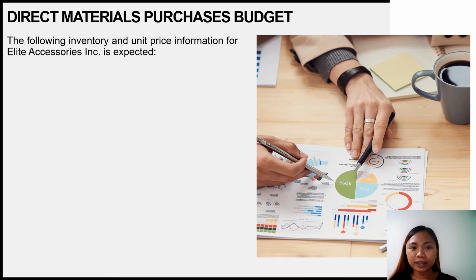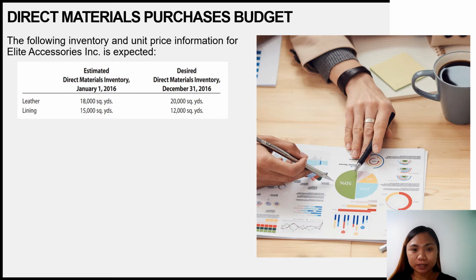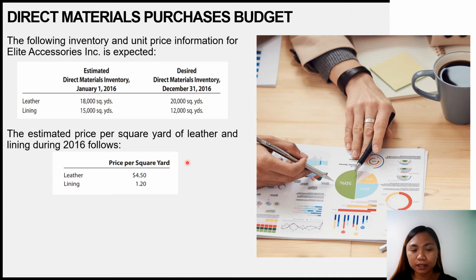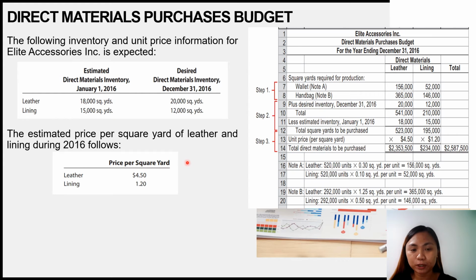the following inventory and unit price information for Elite Accessories Incorporated is expected. Since there are 2 direct materials, the estimated direct materials inventory beginning for the leather is 18,000 square yards, while for the lining, it is 15,000 square yards. The desired direct materials inventory on December 31, 2016 is 20,000 square yards for the leather and 12,000 square yards for the lining. The estimated price per square yard of leather and lining during 2016 follows. For the leather, it is estimated at $4.50, while for the lining, it is at $1.20.